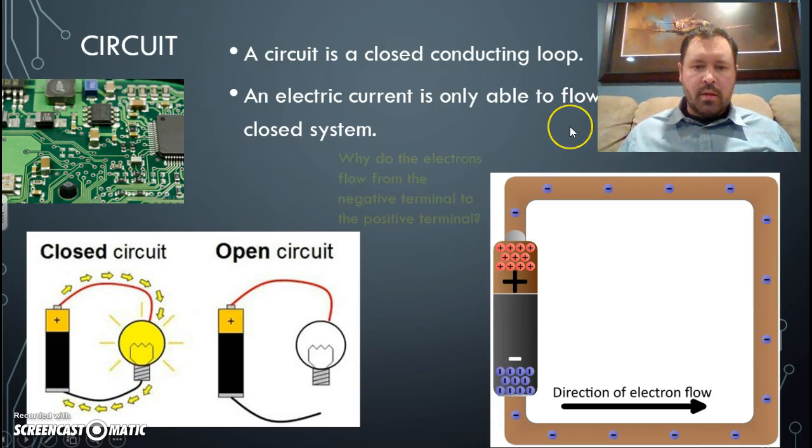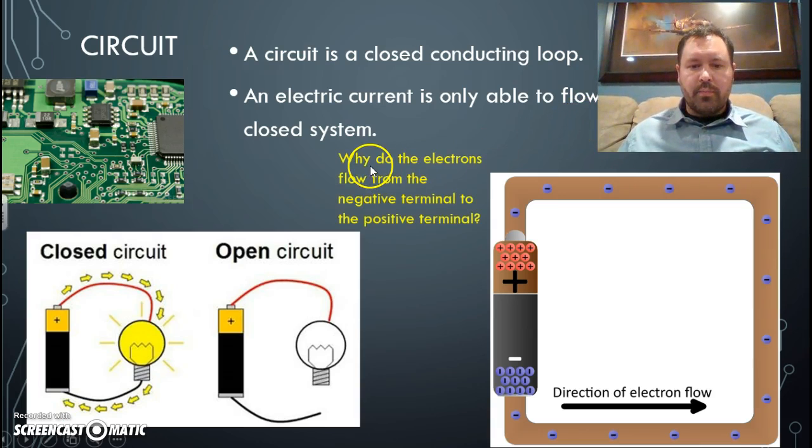We covered that. But here's the question. Why do the electrons flow from the negative terminal to the positive terminal? So look at this. We've got electrons, which are the blue dots. They're flowing away from the negative terminal through the wire, and they're flowing to the positive terminal. Why are they flowing in that direction?